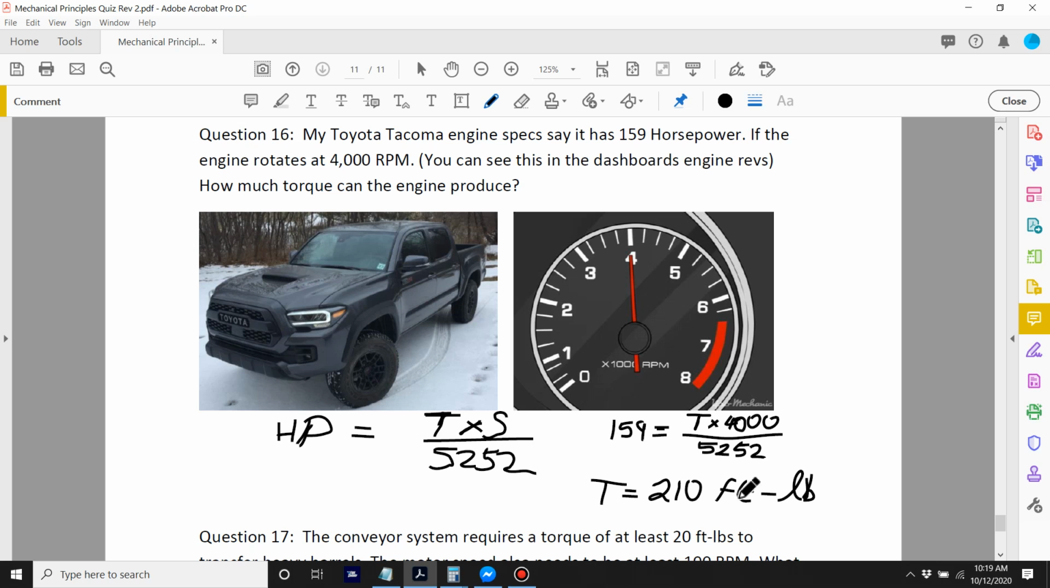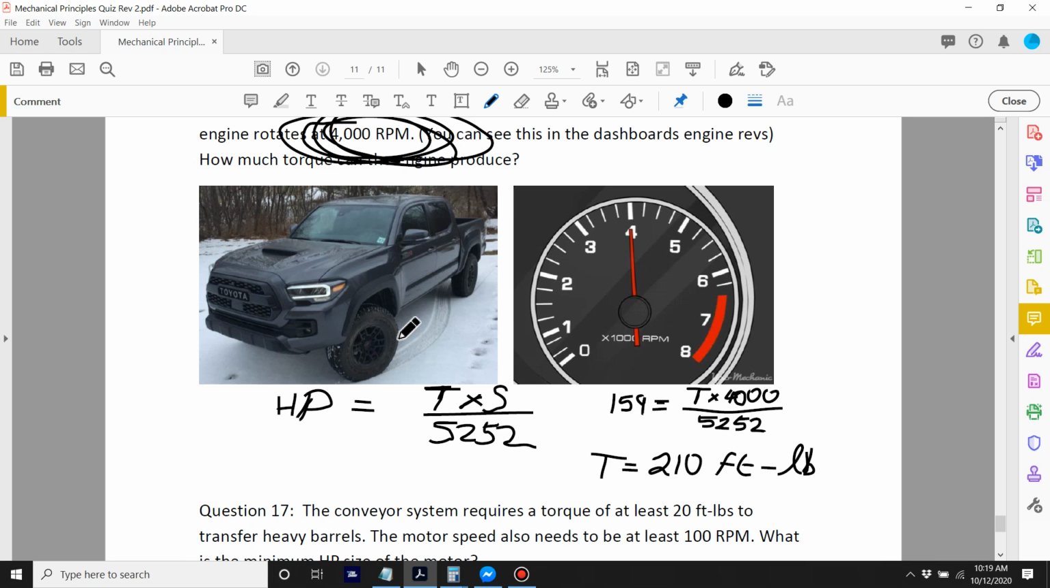It depends on the speed. It depends on the speed of the motor. And I bet you money at 4,000 RPM, that's where you get your maximum torque coming out from the output of the engine. All right.